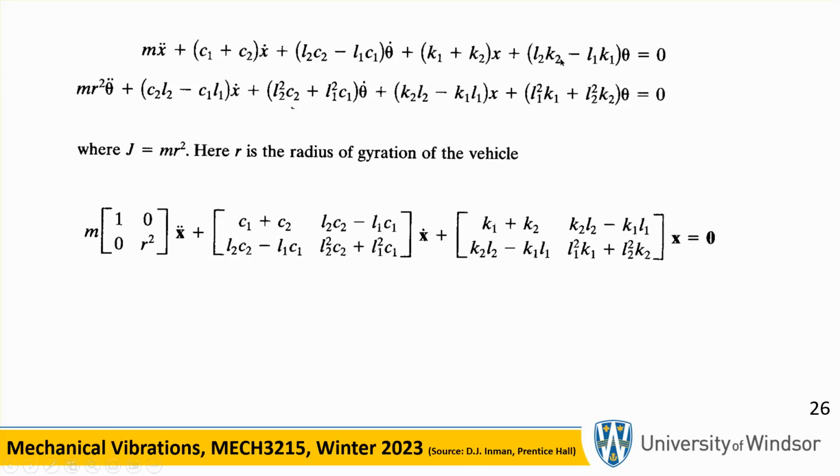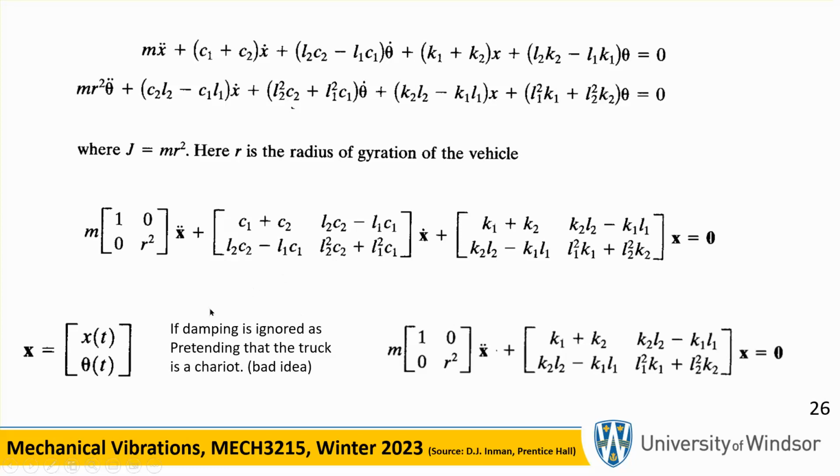So there we are. If you get rid of J, instead of writing it as mR squared, this is the equivalent mass matrix. This is the equivalent damping matrix, and this is the equivalent stiffness matrix. Somehow we have to solve this equation. This is the equation of motion, and we have 3 weeks to do it, and we will.